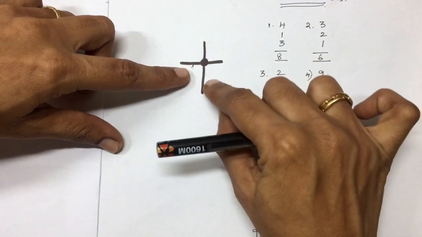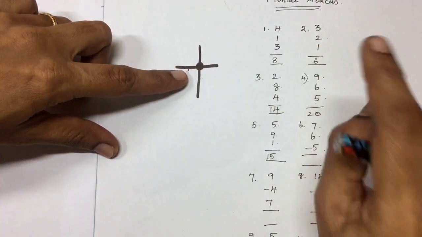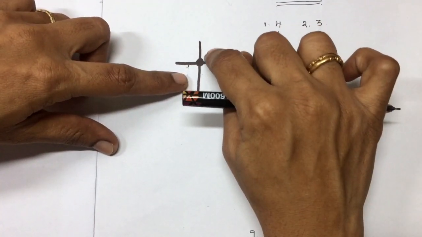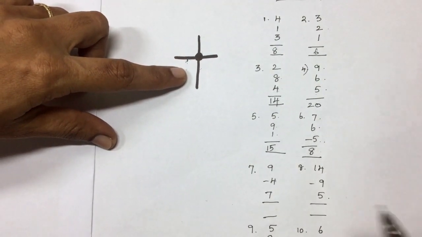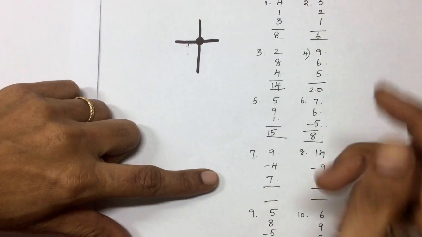Next is sum 7, 6, minus 5. 7. To add 6, plus 1 minus 5 plus 10. To do minus 5, minus 10 plus 5. Answer is 8.